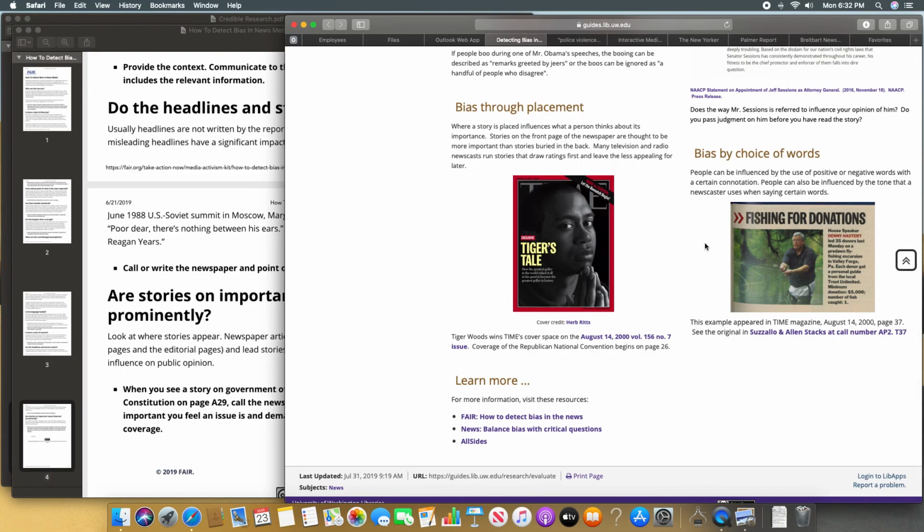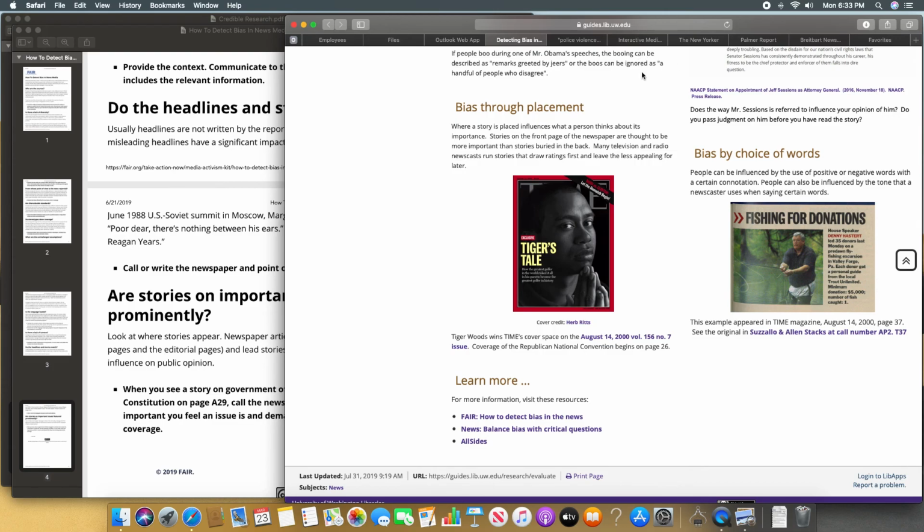And bias by choice of words, so again, speaking to the language that you choose, right? People can be influenced by the use of positive or negative words, okay? Different connotations, look at the example, "fishing for donations," okay? When someone is fishing for something, right, not a good look. And so utilizing that in the title indicates that this article is not in support of whatever this person needs donations for.